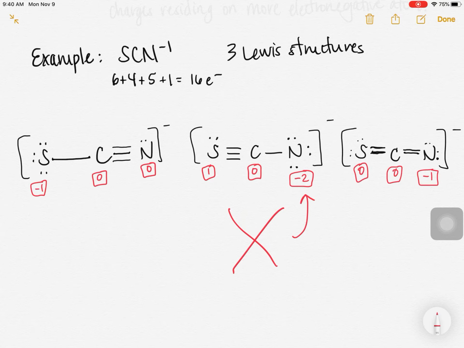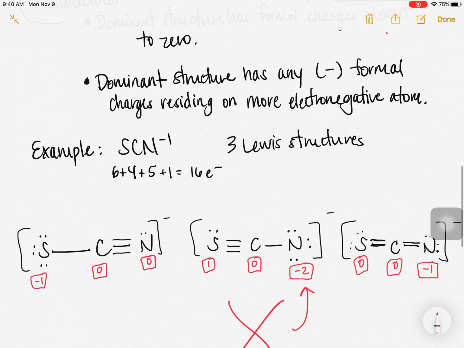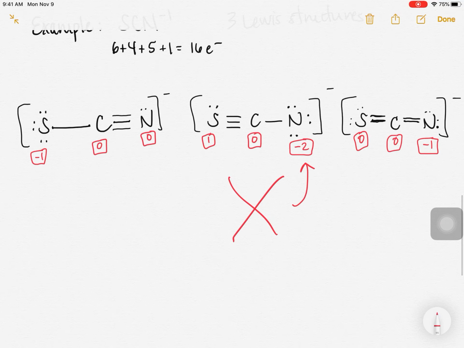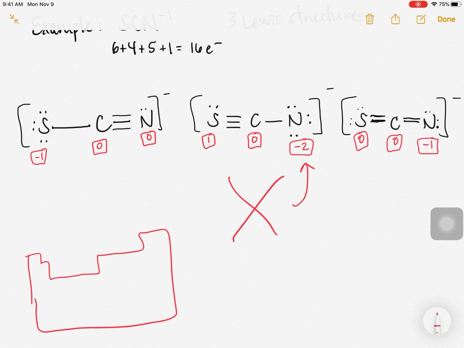However, this rule is not going to allow me solely to pick the dominant Lewis structure. This is when I'm going to have to go to that second rule, because they both have a -1, and it says the dominant structure will have any negative formal charge residing on the more electronegative atom. So in this case, I have the negative charge on the sulfur, and then in the right Lewis structure, I have the -1 on the nitrogen. And so thinking about electronegativity, we have nitrogen and we have sulfur like this.